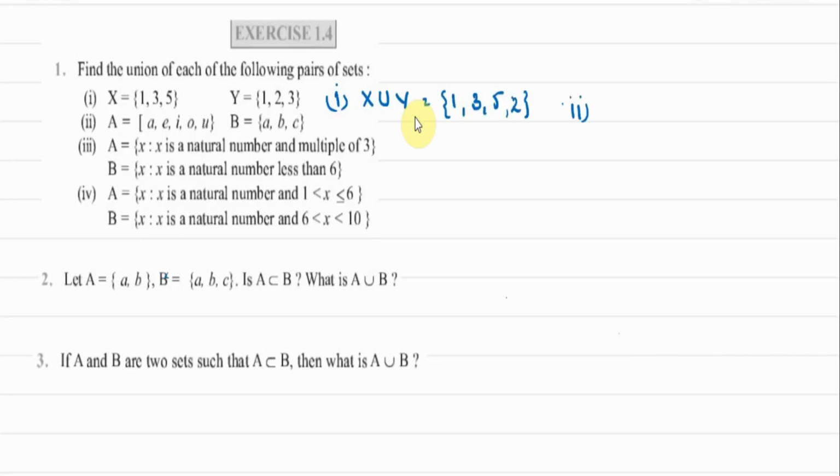Similarly, we have the second part. It says A is the set of all the vowels and B is A, B, C. So A union B will be A, E, I, O, U. Now writing the elements from the second set, A we have already written, remaining are B and C. So this becomes our set A union B.